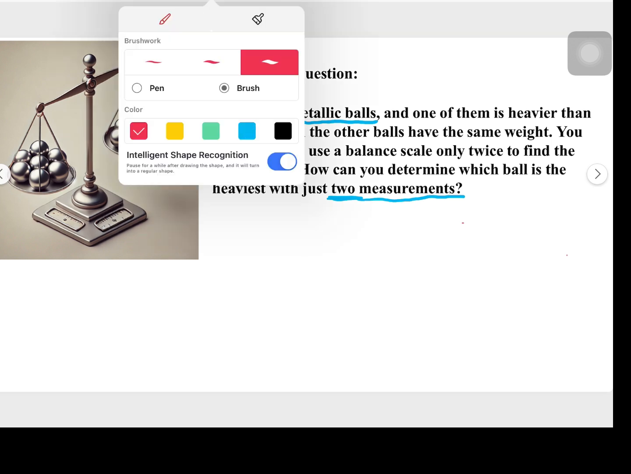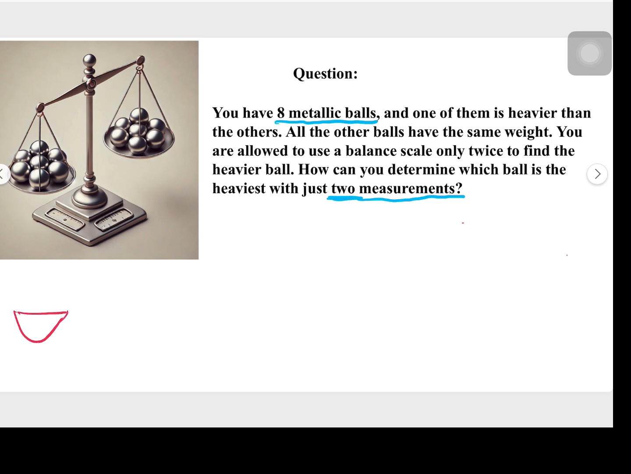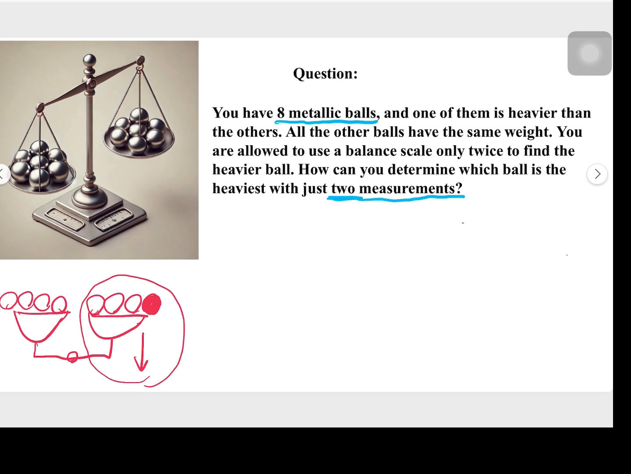We can actually put all balls on the scales. 1, 2, 3, 4 balls on one side, and 1, 2, 3, 4 on the other side. And if we see that one ball is heavier on the right side, so this right side will be heavier. Then you take the four balls from this right side and do the same measurements.